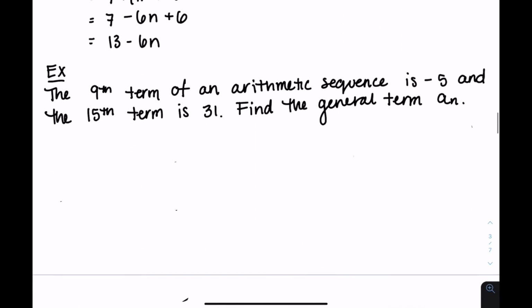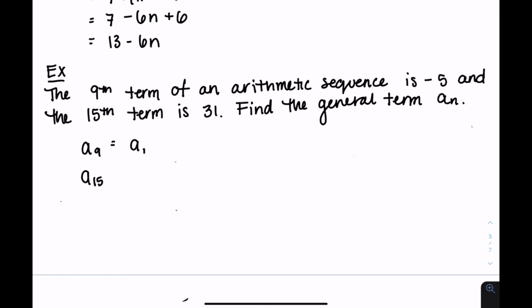So let's do another example. We're going to be given the 9th term and the 15th term, and we're going to have to reverse engineer and figure out what the nth term is going to be. So we're told the 9th is equal to negative 5, the 15th is 31. So knowing that, I'm going to write the formulas we have for the 9th and 15th term of any arithmetic sequence, because I don't know what A1 is and I don't know what D is, but I can reverse engineer from that general form for any arithmetic sequence.